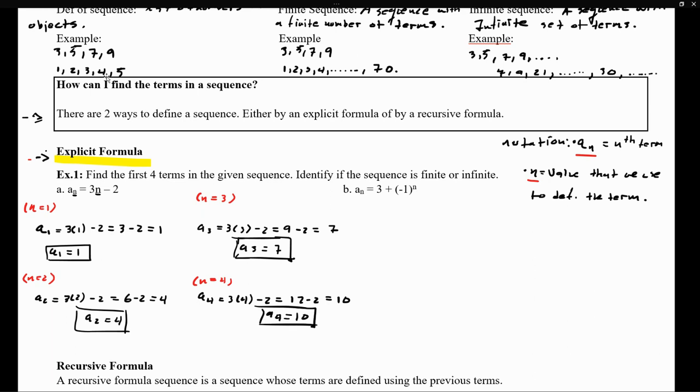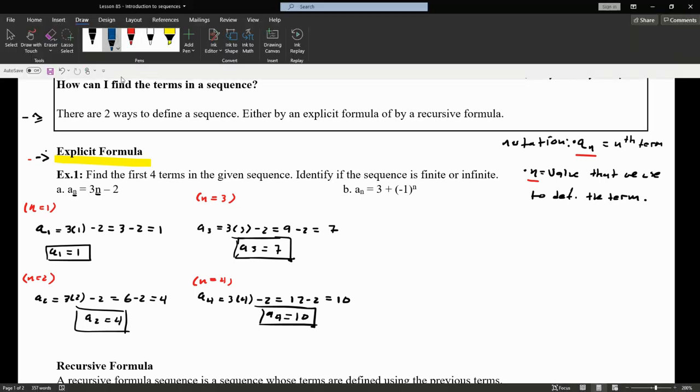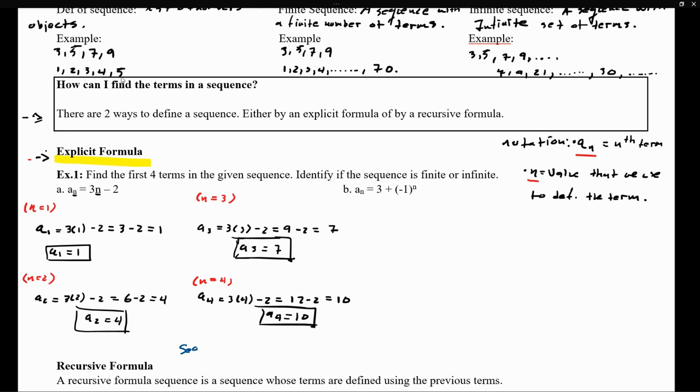So far, what we have done is find the first 4 terms of this sequence. If we start picturing our sequence, it has a first term of 1, a second term of 4, a third term of 7, and a fourth term of 10. And notice that this is an example of an infinite sequence because we can define any value of n. There is no restriction on n. So we just get a little picture of what the sequence is.